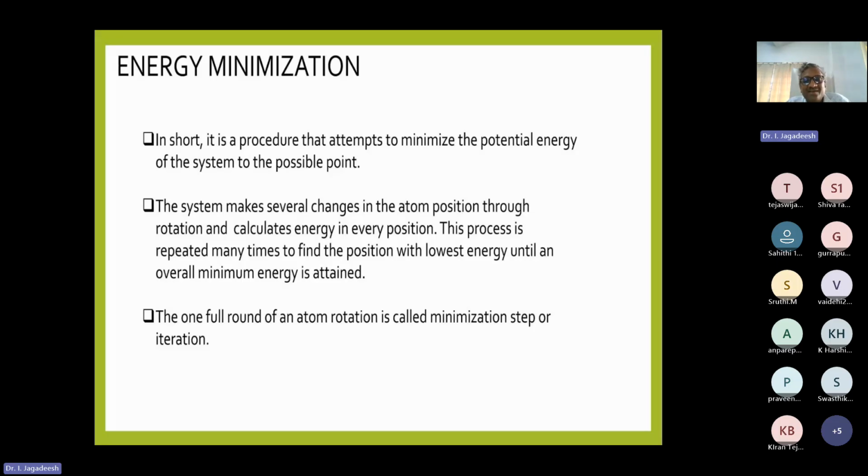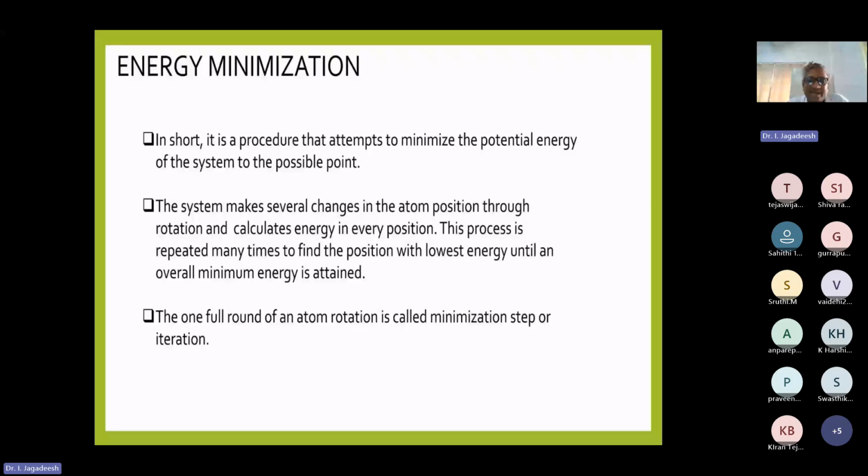So the system makes several changes in the atom positions through rotations and calculates the energy at every position. The iteration keeps on going by the software tools. This process is repeated many times to find a position with the lowest energy until the overall minimum energy is attained. When you are working locally on a particular atom, it decreases some energy, and ultimately it will have an impact on the global molecule. The same distortion will alter the remaining distortions in the other functional groups also. So we have to see the local minima, and what its impact is on the global minima.